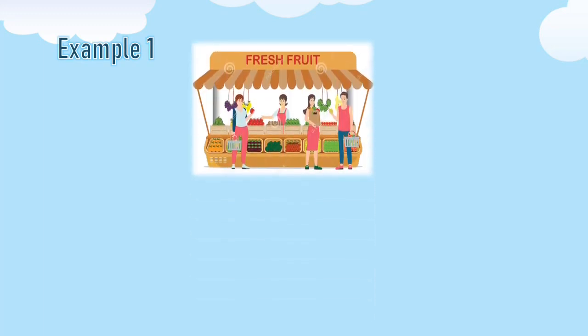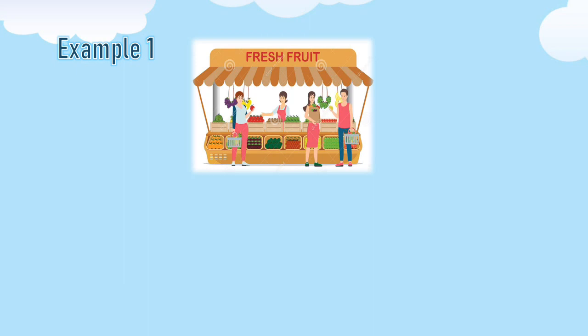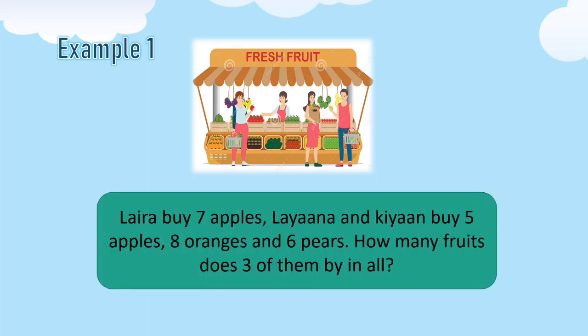Okay students, now it is time to create a word problem. Look at example 1. So here is the picture. By seeing this picture, can you create an addition word problem? Okay, here is the addition word problem that I have created. Lyra buys 7 apples, Liana and Kian buy 5 apples, 8 oranges and 6 pears. How many fruits do the 3 of them buy in all?